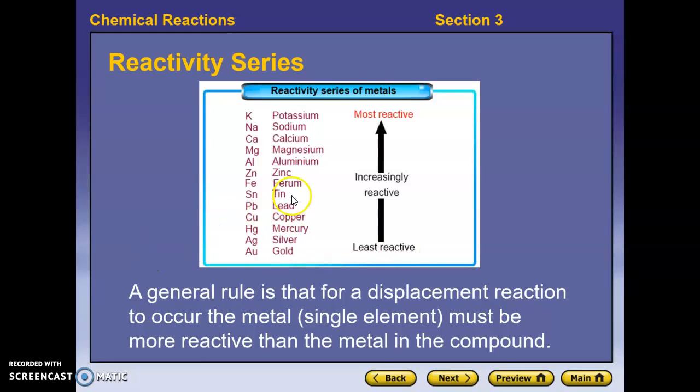So if we look, our last example had aluminum attempting to replace copper. Because aluminum is higher on the reactivity series, that means it is more reactive, and therefore the reaction would take place as we saw in the picture. The chlorine would be attracted to the aluminum and would leave the copper.